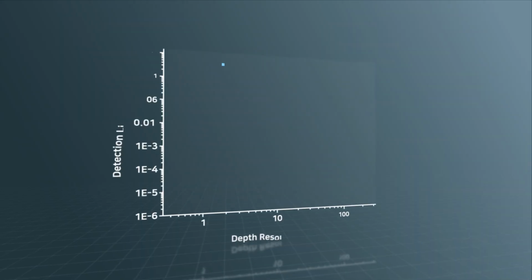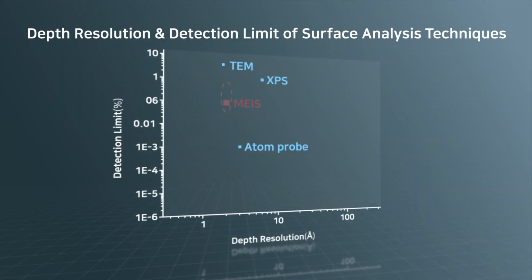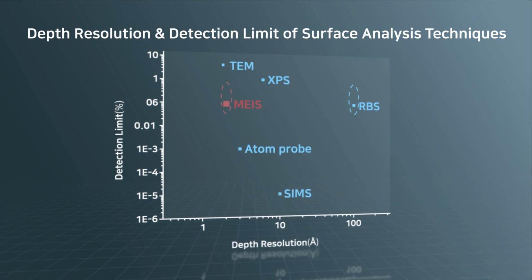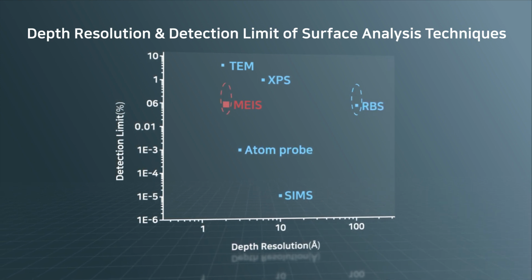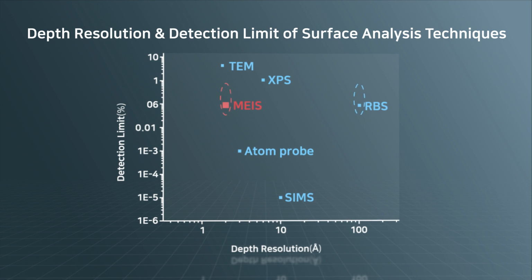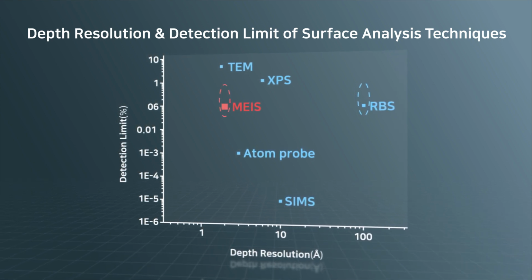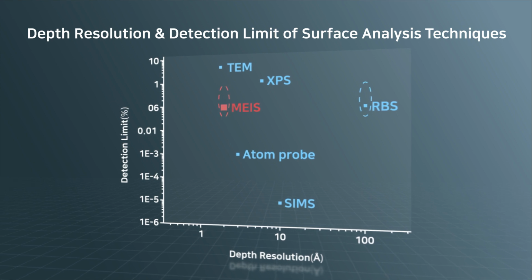In summary, MEIS is a non-destructive method compared with other surface analysis techniques and has a considerably good depth resolution of up to 2 angstroms. In addition, an absolute quantitative analysis is possible without reference material measurements.